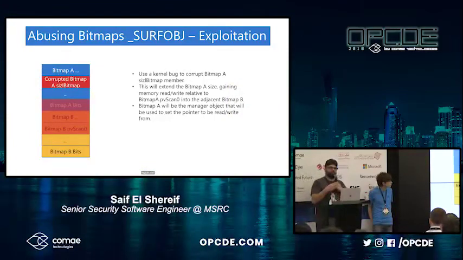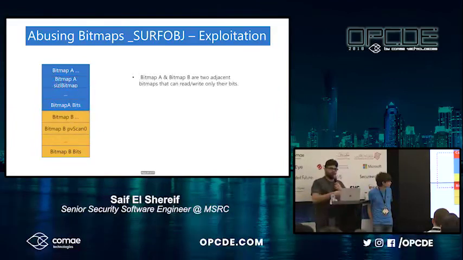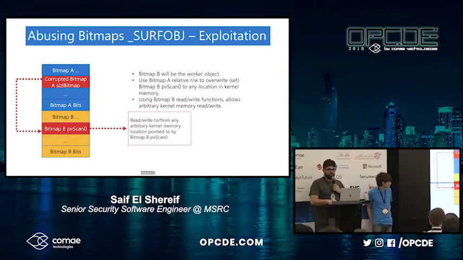Moving on to the exploitation step, the same as the window object, usually you want to get two bitmaps allocated adjacent to each other or near each other in memory, not necessarily following each other. You will corrupt the size member of the first one, which will give you relative read and write. Hopefully, you'll be able to read and write up to the pvScan0, which is a pointer member of the second bitmap. And bitmap A will be the manager object that will be used to set the pointer to read and write from. Later on, we'll use the relative read and write to override the pvScan0 member of the second bitmap and use that as a worker object, and we'll be able to read and write from any pointer location in memory.